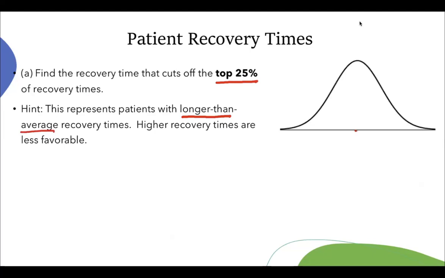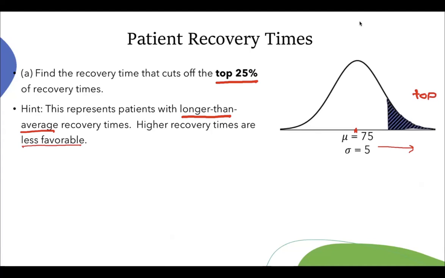Average is in the center, top is on the right, so these are longer than average. This is average. High recovery times in this scenario are less favorable because sometimes being on the right side of the curve is a good thing. In this case, it means it took longer to recover.